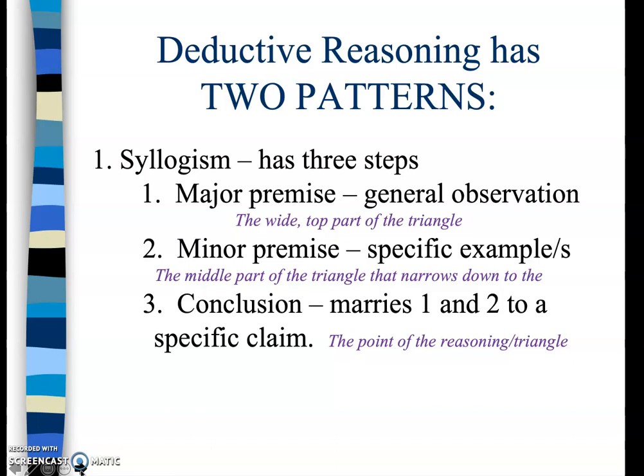You're going to start with your major premise, that general observation, that wide part of the triangle. And then you start moving us down with your specific examples, and those are going to be called minor premises. So that's narrowing us down to the conclusion, where it kind of marries the general observation with the specific claim, and we get to the point, to the reasoning of that triangle. I know this is not making much sense at all.